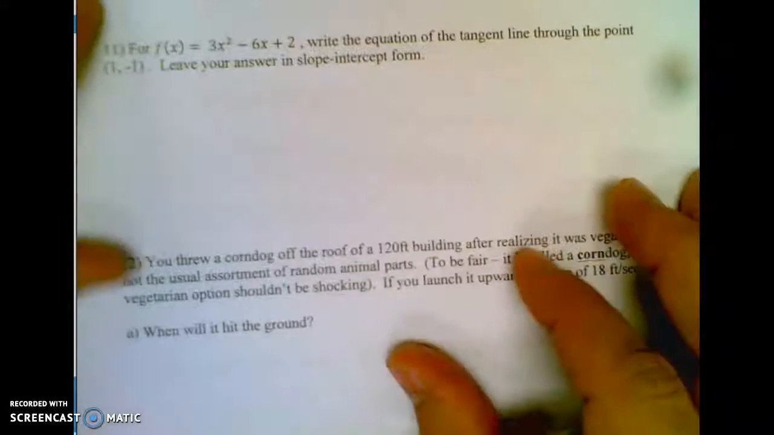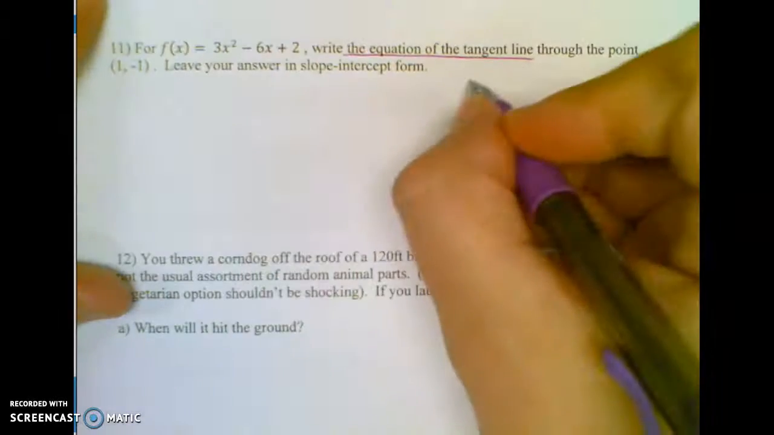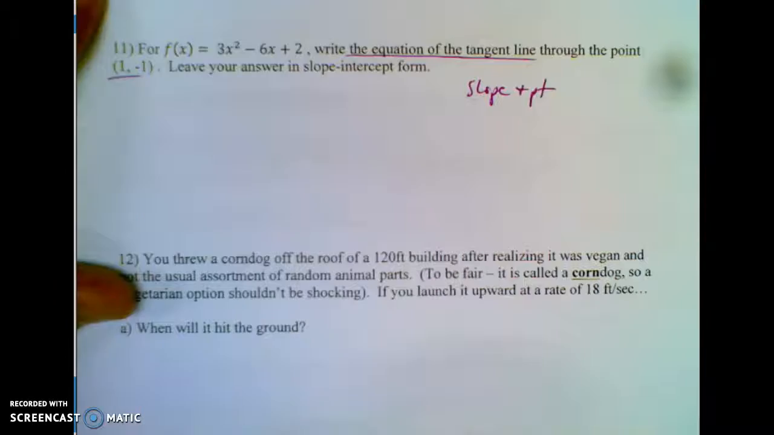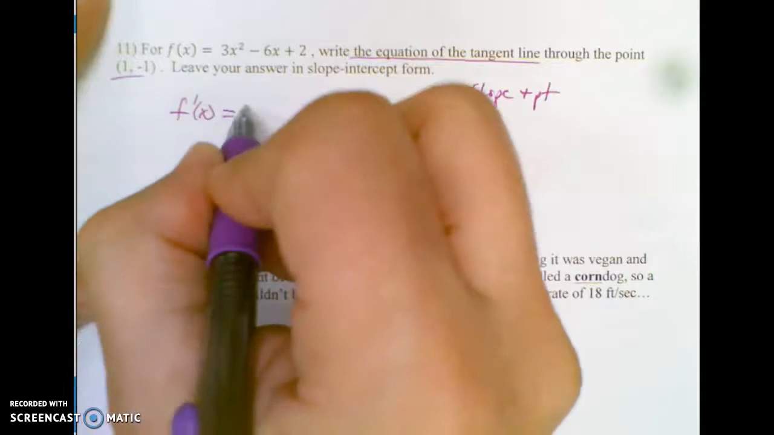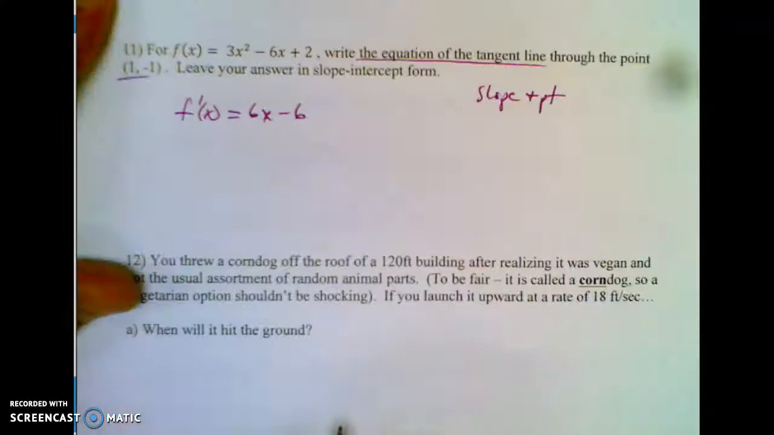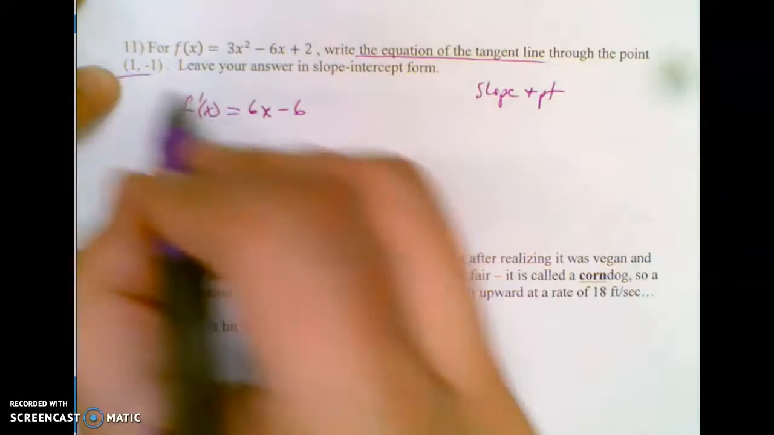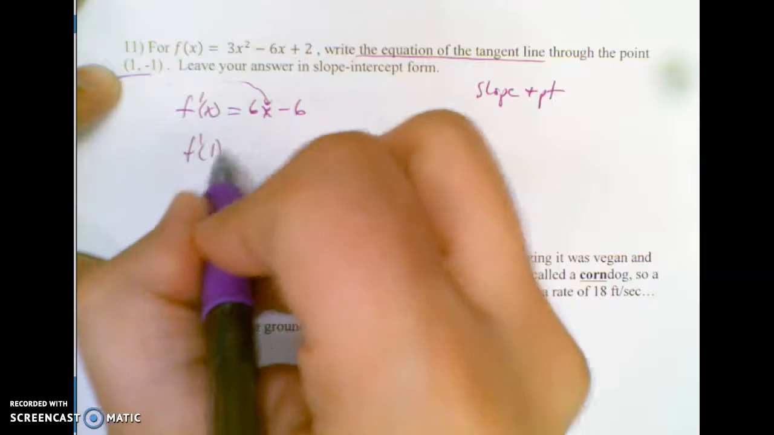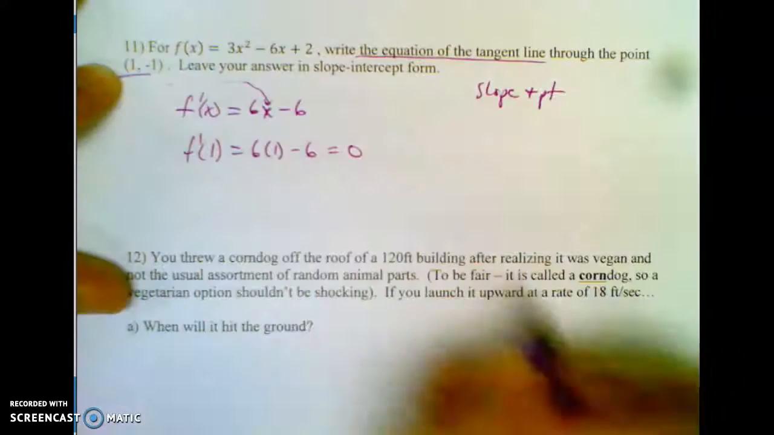Here's one of the things we used to do. Find the equation of a tangent line, so I need a slope and a point. Well, I got a point. I just need the slope. How do you find the slope? Instantaneous slope is the derivative of this guy. So if I plug in this point, the x part, I'm going to have 6 times 1 minus 6, which means my slope is 0.